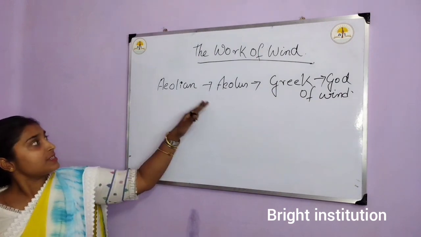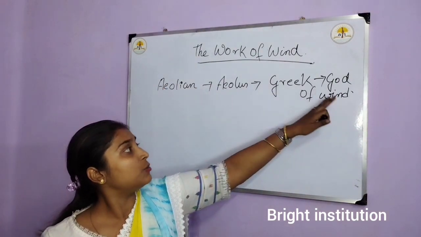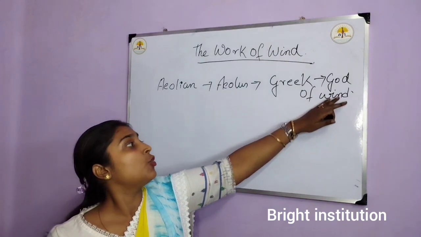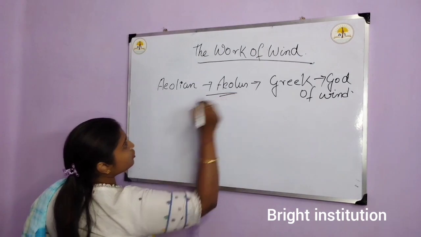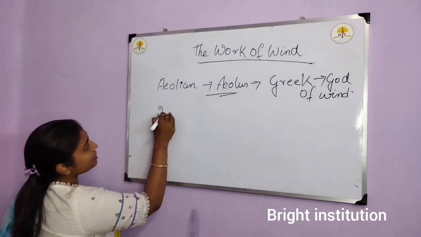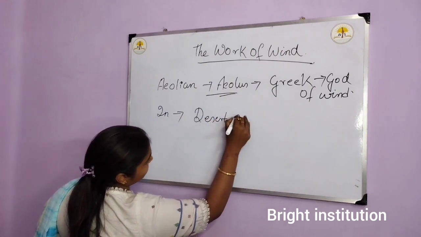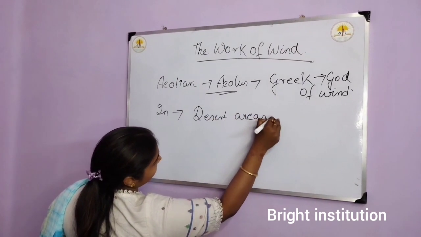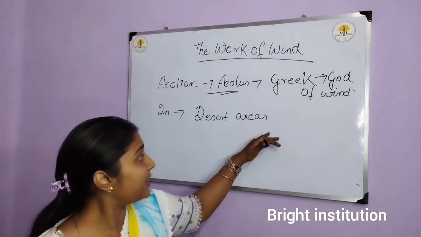Now let us discuss once again. Aeolian comes from a Greek word Aeolus, meaning the god of wind. Now let us discuss the aeolian action. The aeolian action is much more dominant in which areas? In the desert areas. So the wind action is much more dominant in the desert areas.